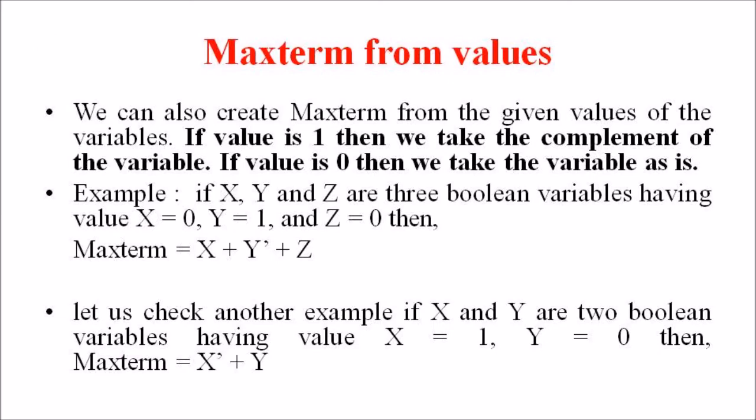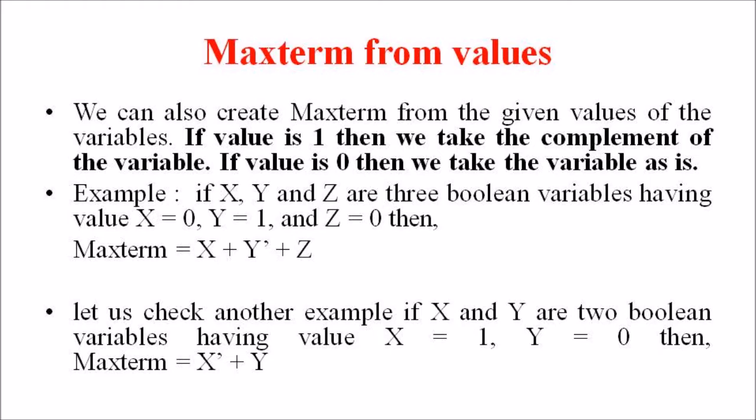So now let us consider the max term from different values. We can create a max term from the given values of the variables. If the value is 1, then we take the complement of the variable, and if the value is 0, then we are taking the variable as is. This rule is just the opposite of the minterm rule. In minterm, if the value is 1, then we are taking the variable itself, and if the value is 0, we are taking the complement of the variable. But in the max term, if the value is 1, then we take the complement of the variable, and if the value is 0, we are taking the variable as is.